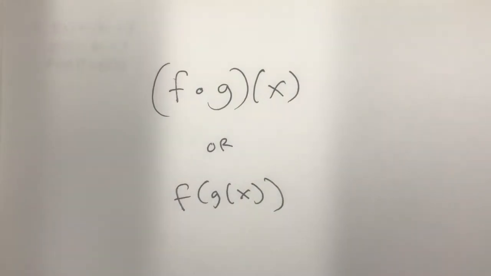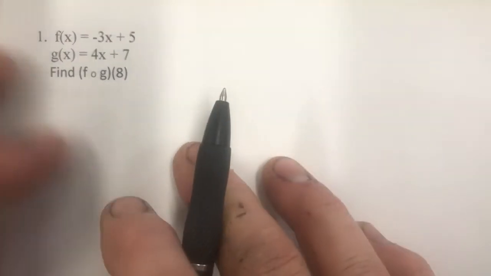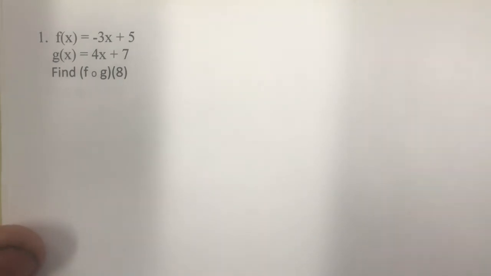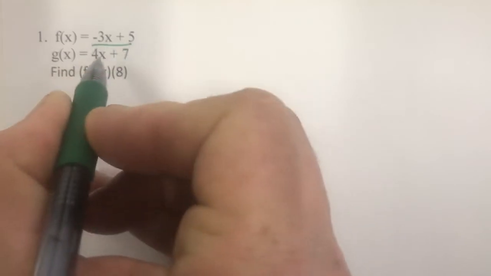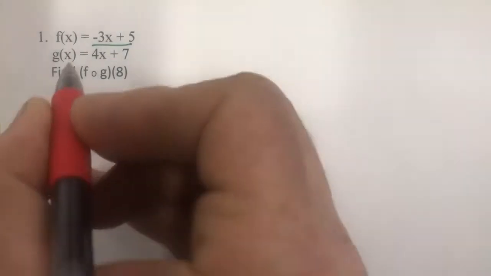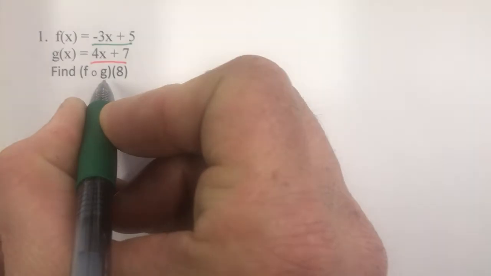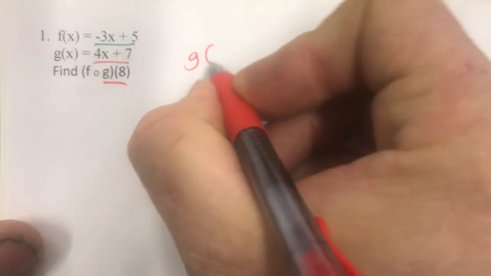What does this mean? Well, let me just show you a problem here. We'll put it up here in the corner. We'll work this out. In this problem right here, we have f of g of 8. Here's the f function, and here's my g function. We've got these two functions. I'm going to do f of g of 8. So first, I've got to do g of 8.